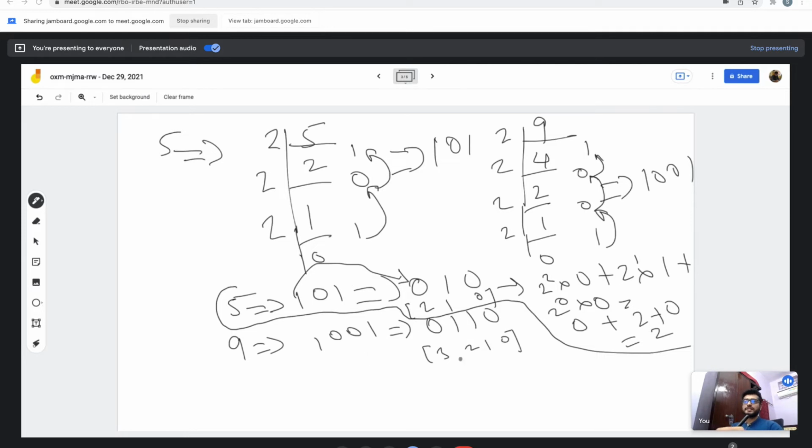Now similarly, let's try it for 9 in the same way. We are going to do 2 raised to power 3 multiplied by 0 plus 2 raised to the power 2 multiplied by 1 plus 2 raised to power 1 multiplied by 1 plus 2 raised to power 0 multiplied by 0, which takes us to 0 plus 4 plus 2 plus 0, which is 6. So 6 will be our answer for 9's complement. It's exactly the same way we did it for 5, we can do it for 9, and similarly we can do it for any other number.